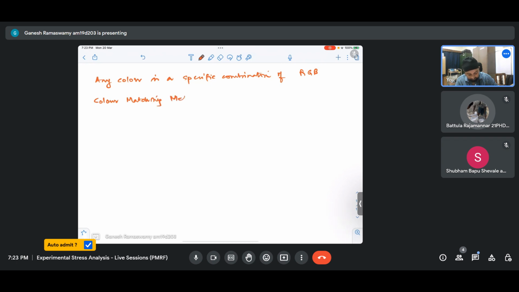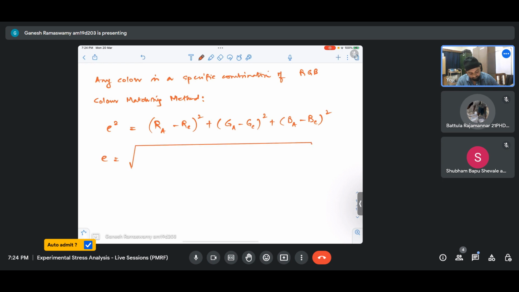I'm trying to calculate the error in application image minus calibration. I'll square it. Then R, G, the green light intensity between application and calibration, and blue intensity between calibration and application. So my error is, this is my error formula. So this is essentially my error formula at each and every pixel.